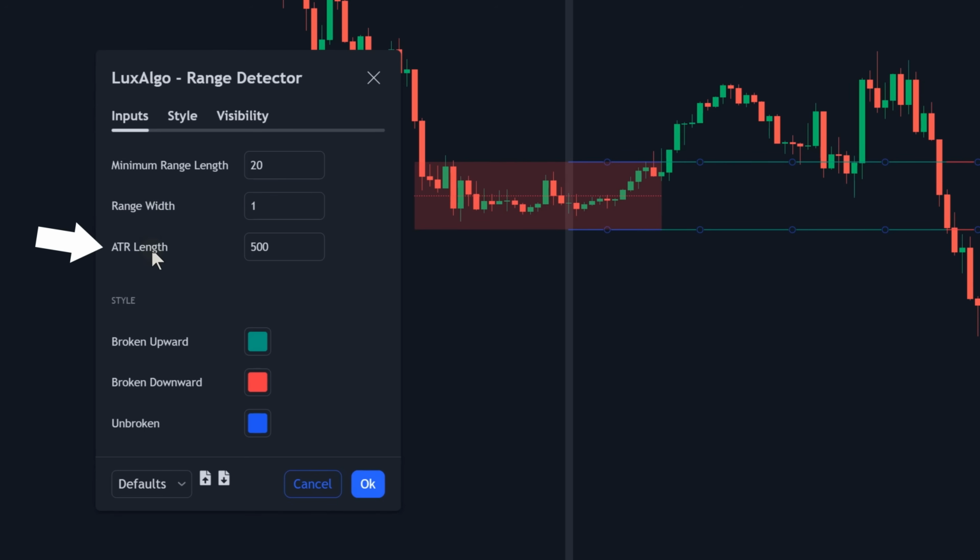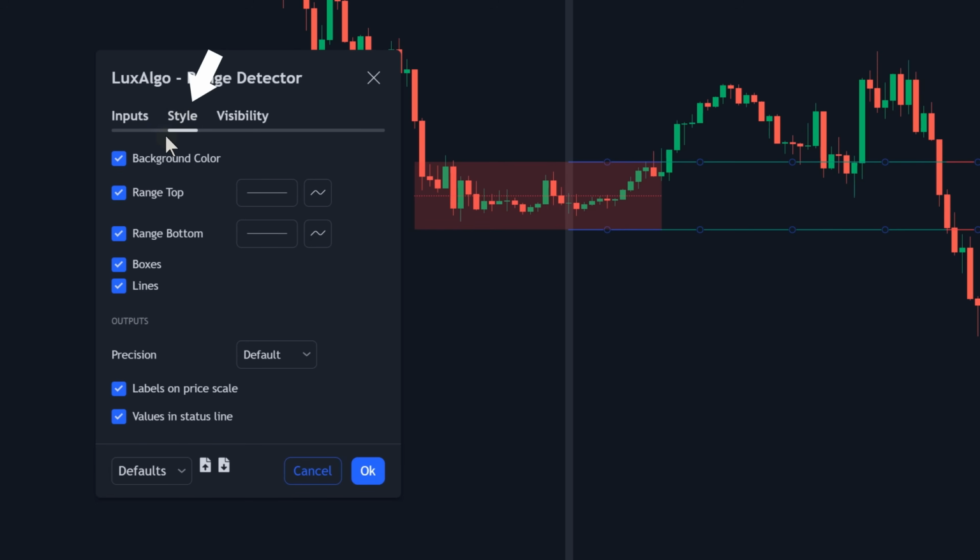The ATR length specifies the length of the ATR value used to determine the range width. Then here we have the option to change the colors of the upper, the lower, and the unbroken range extremities. Then in the Style tab, we have options to toggle the display of all these options.